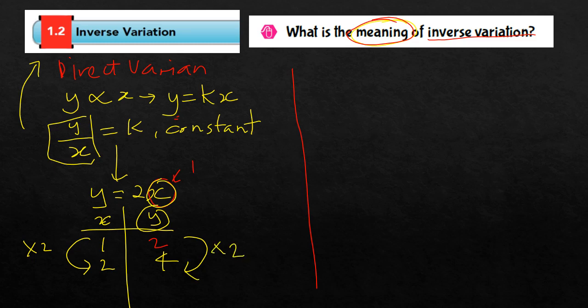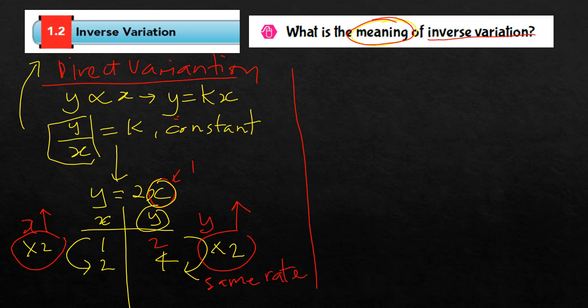So in other words, for direct variation, when x increases, y also increases with the same rate. If this one doubles, the other one also doubles. You cannot have this one double and the other one triple, that's not the same rate. Okay, so that is direct variation.